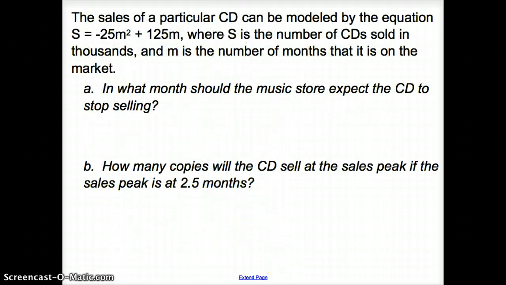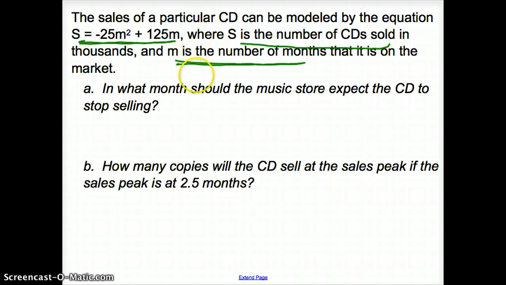And now let's try one more problem. Hang in there. Now it's a word problem, everybody's favorite. Well, very first thing we have to do is read it. You might not understand it the first time. Well, let's read it again and see if we can get any more information out of it. So here we go. The sales of a particular CD can be modeled by the equation. Well, since it says the equation, I'm going to guess that this is a big hint for us, where S is the number of CDs sold in thousands, and M is the number of months it is on the market.